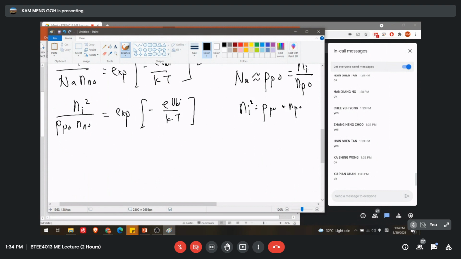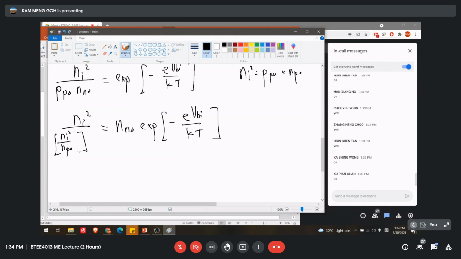And then since PPO is equal to Ni square divided by NPO, we can write it this way. Ni square divided by NPO. So this thing, NO, we move to the other side, exponential negative E VBI over KT. And then these we can remove each other. Eventually, this will become negative E VBI over KT.